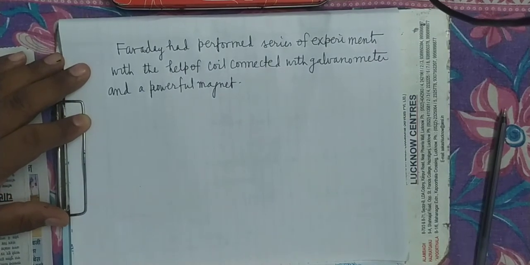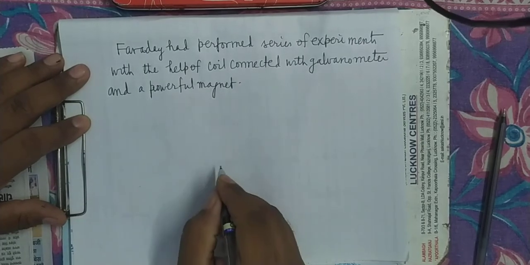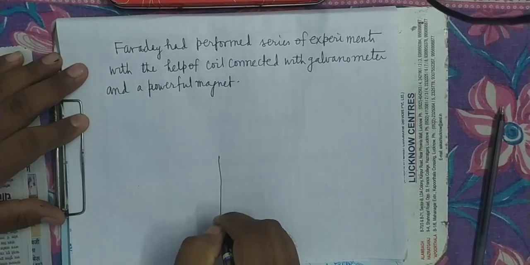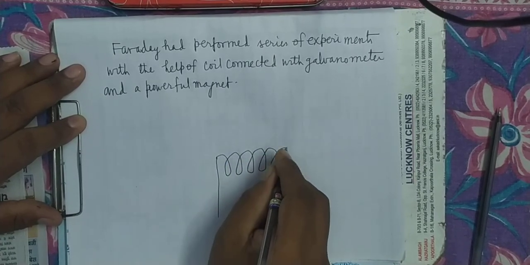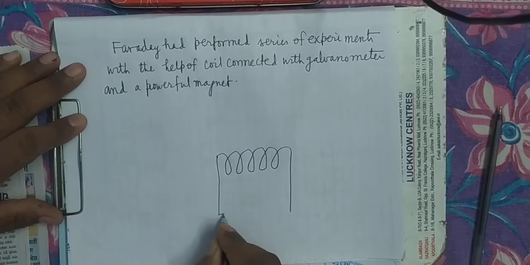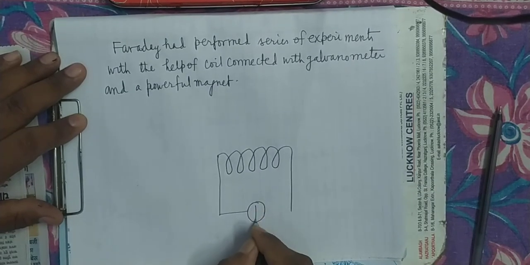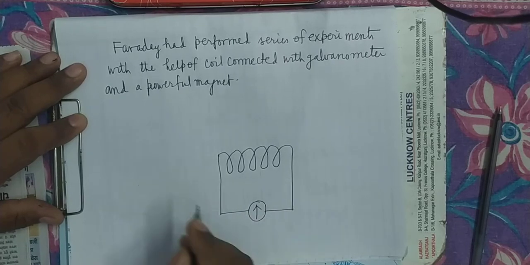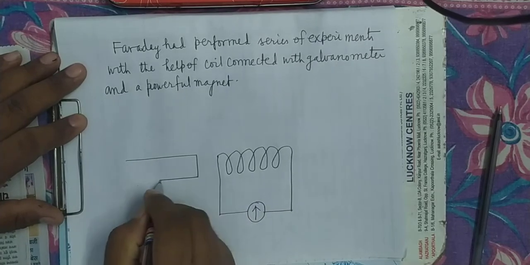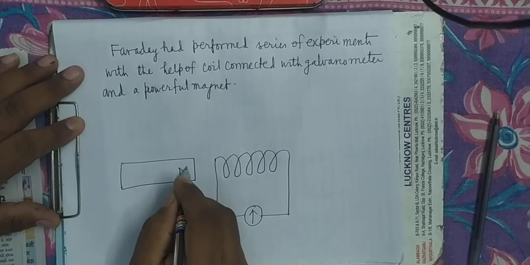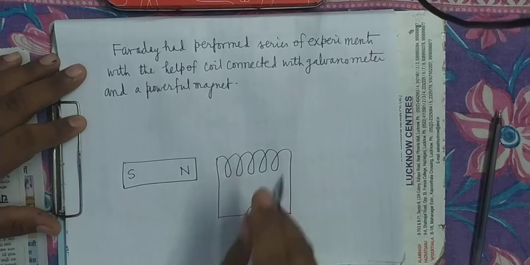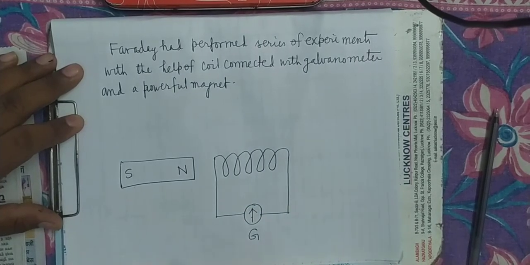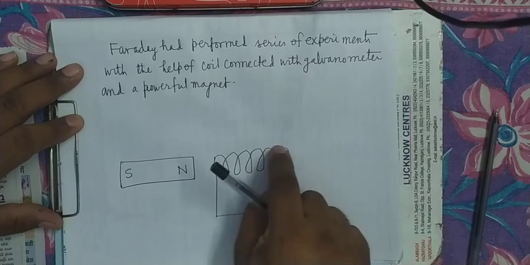He performed a series of experiments with the help of a coil connected with a galvanometer and a powerful magnet. Means in his experimental setup there was a coil which was connected with a galvanometer, and a galvanometer is a device which is used to detect the presence of current in any circuit. Here you can see this is a powerful magnet, north pole and south pole, and this is the galvanometer which is connected with the coil. Here there is no source of electric current.